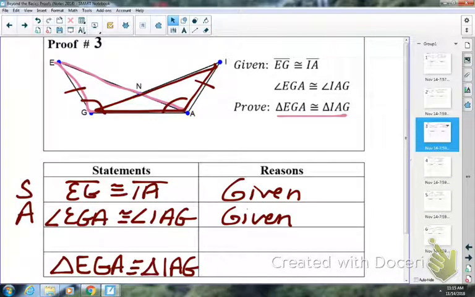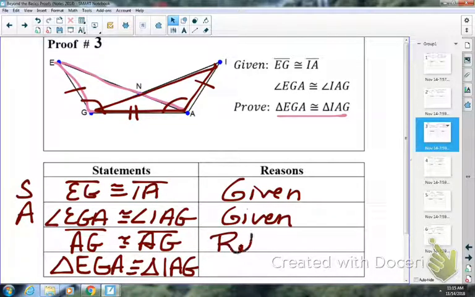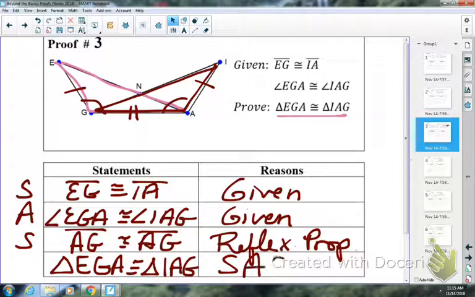Now, I've used up both givens, so I have to stop and think, is there anything else I can add to the picture? So hopefully you notice that this segment AG is in both the pink and the maroon triangle. So that's a shared side. So I can say segment AG is congruent to segment AG. That is your reflexive property. And that's a pair of sides, so I can put an S in the margin there. So at this point, that is enough to prove the triangles congruent. So I can state triangle EGA is congruent to triangle IAG by side angle side.